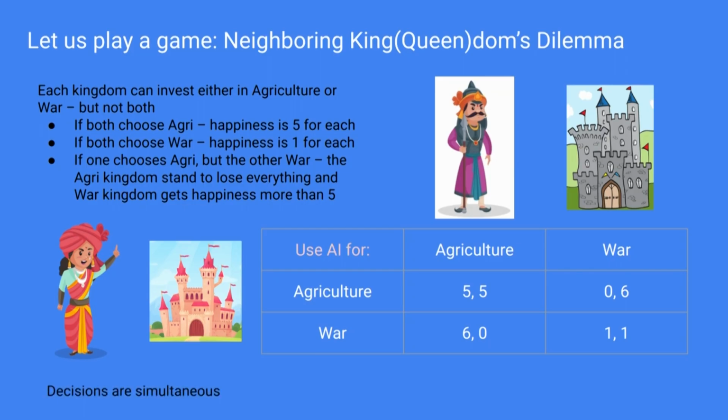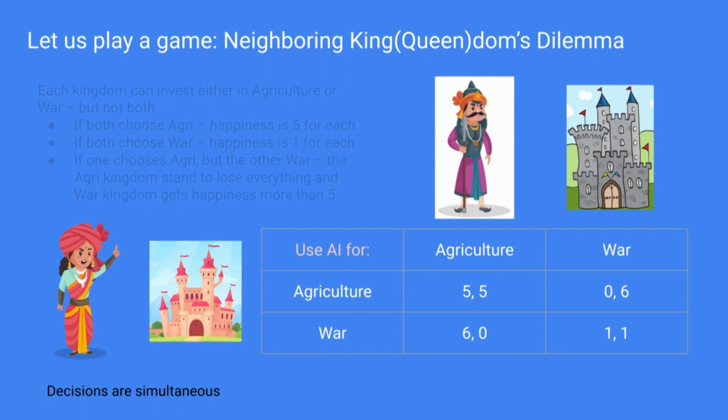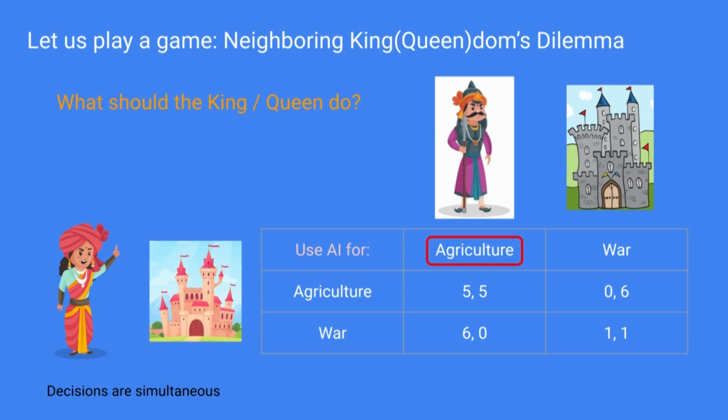So this is the problem, and the decisions have to be simultaneous because this is happening for a long period of time, right? So investing in agriculture or warfare takes a little bit of time, and you cannot suddenly switch from one to the other. So if you have already invested, you have to stay with that, let's say, for a year or so, right? So imagine the situation of the king, the queen. If the king chooses agriculture, what are the options that the queen has? So between agriculture and warfare, you can see.